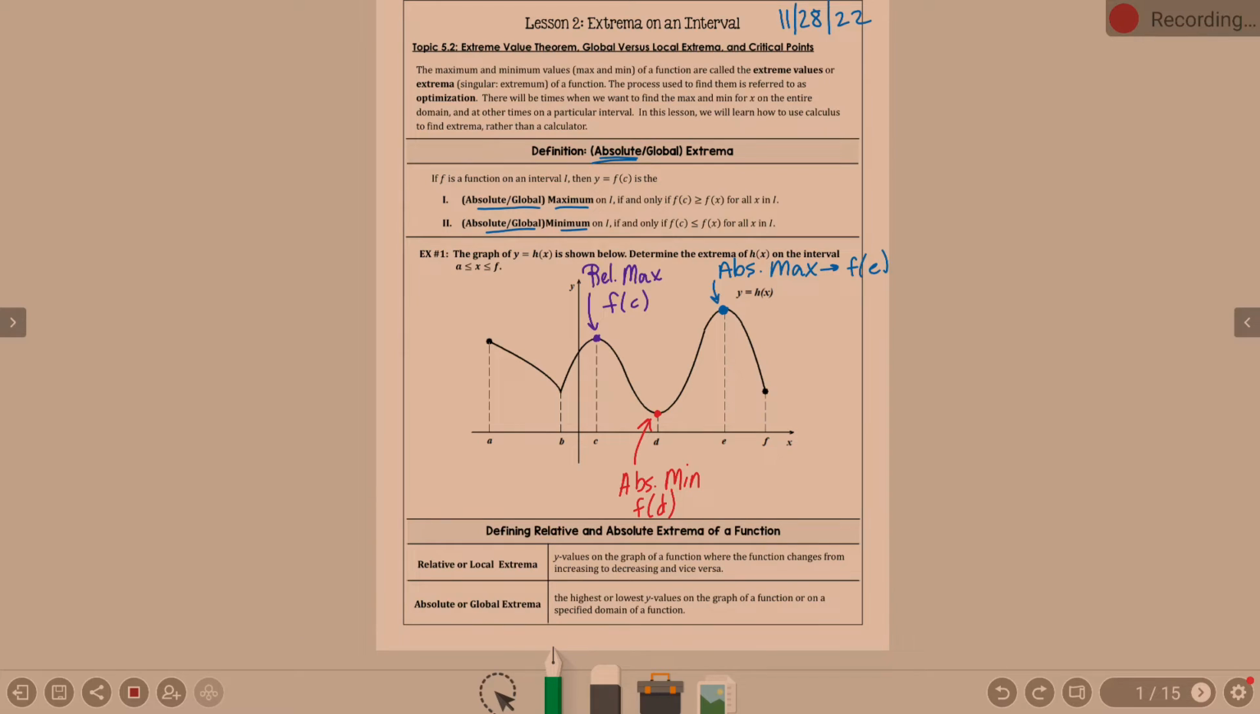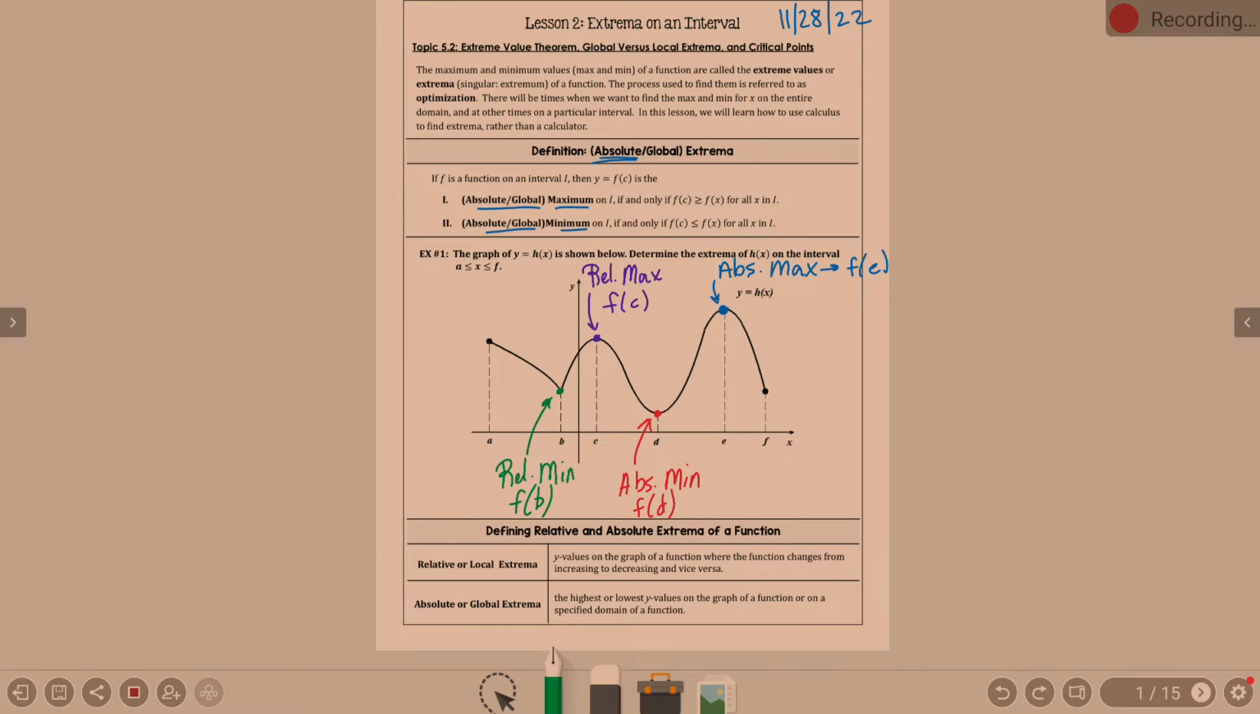One more point I want to talk about, and that is B. It's a hard point, but that doesn't matter. It is still a what? Relative minimum, or a local minimum of f of b.